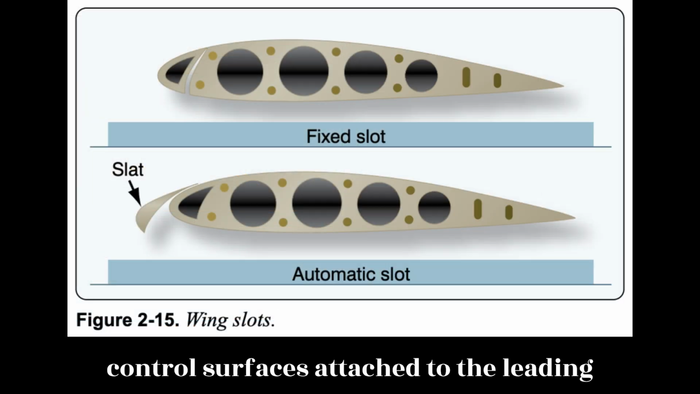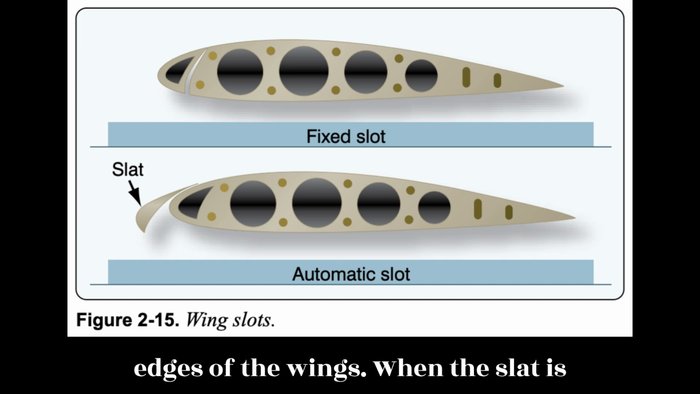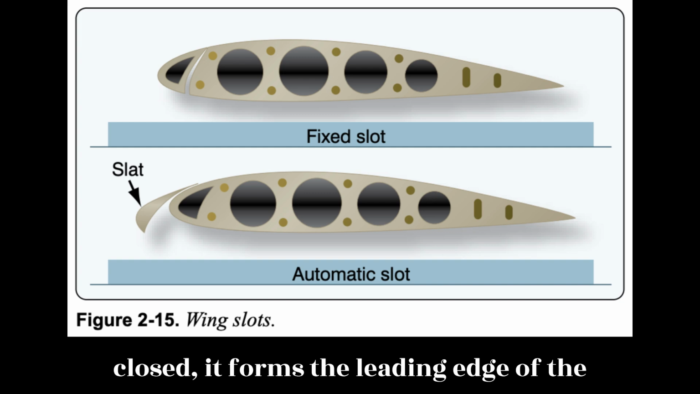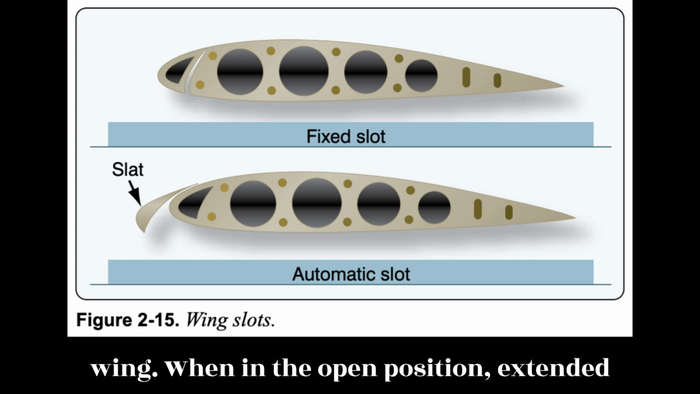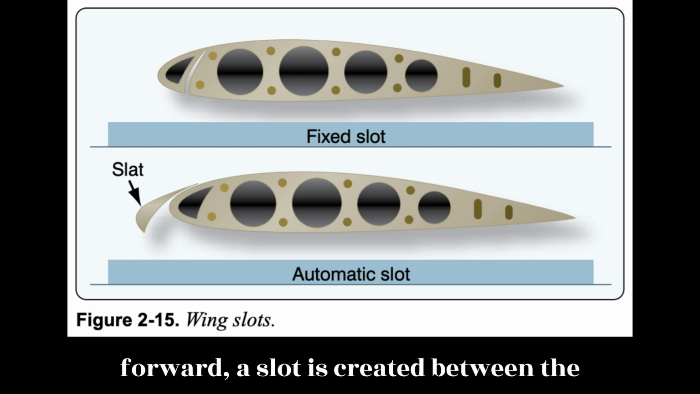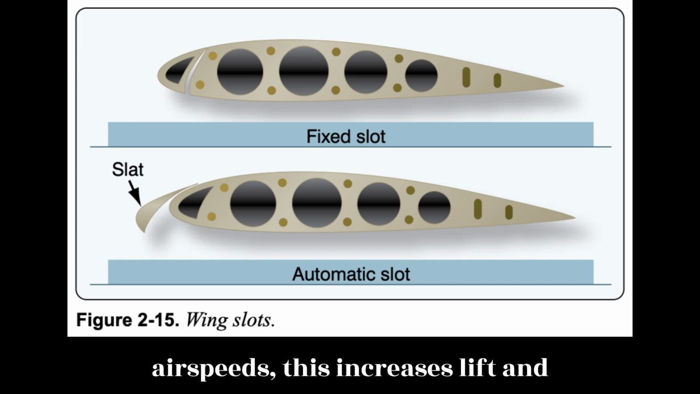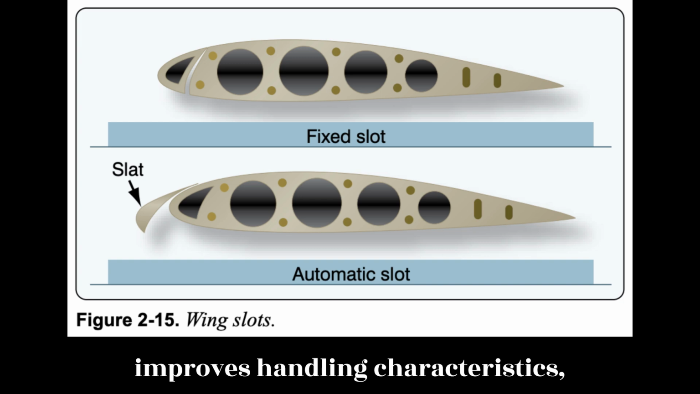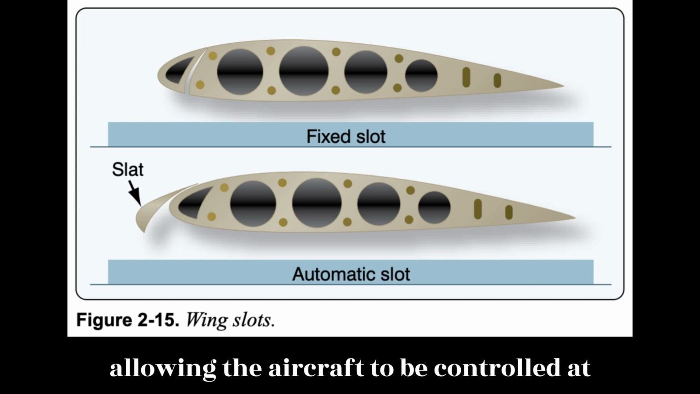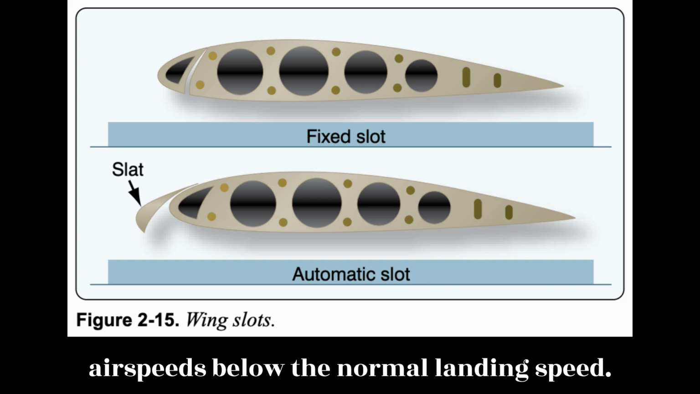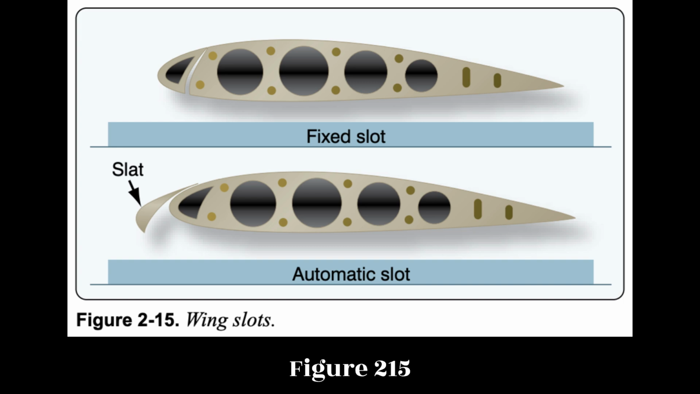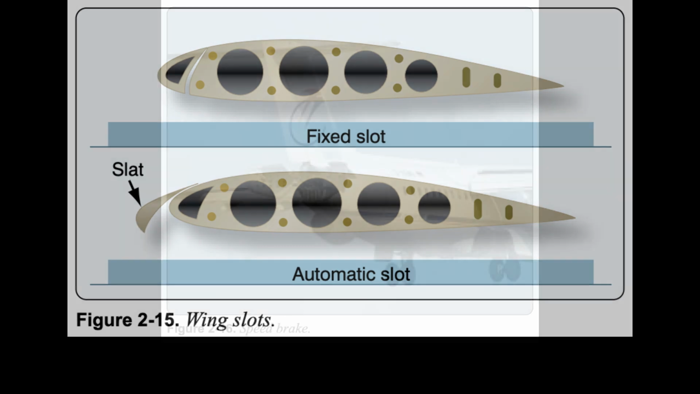Slats are movable control surfaces attached to the leading edges of the wings. When the slat is closed, it forms the leading edge of the wing. When in the open position, extended forward, a slot is created between the slat and the wing leading edge. At low airspeeds, this increases lift and improves handling characteristics, allowing the aircraft to be controlled at airspeeds below the normal landing speed. Figure 2.15.